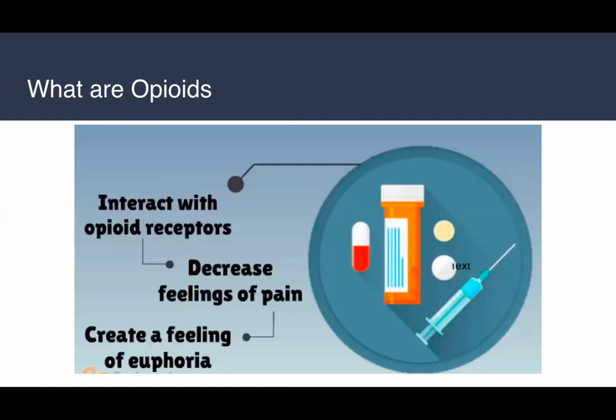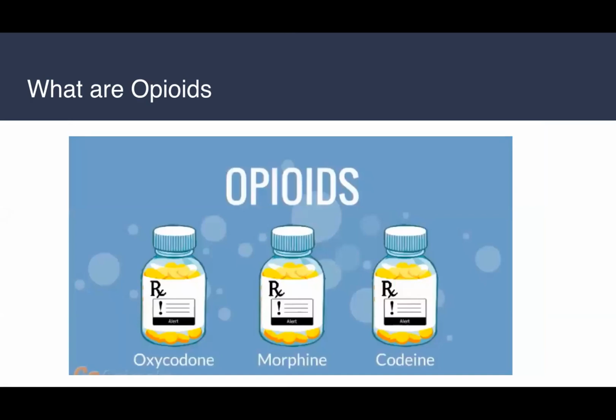So what are opioids? Opioids are prescription drugs that interact with opioid receptors in your brain, and they're painkillers, and they are prescribed by doctors every single day. They can create a feeling of euphoria or make you high if misused. Those are some names, remember some names here.